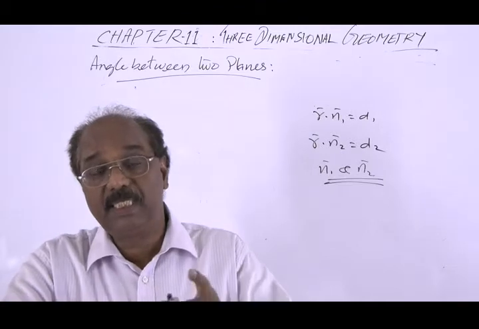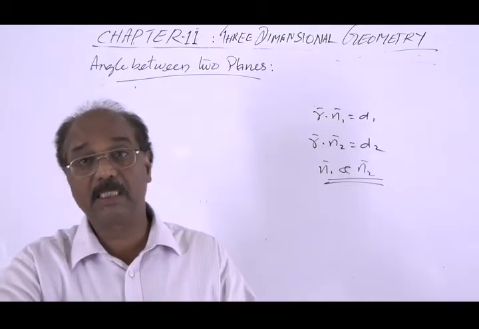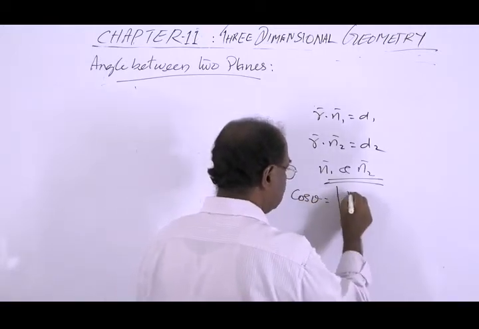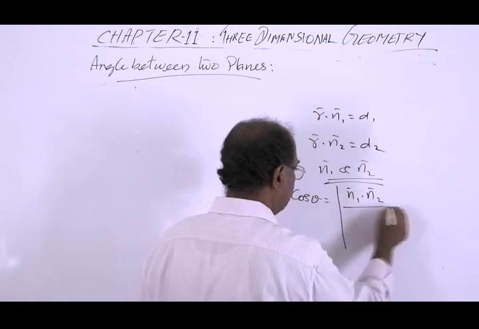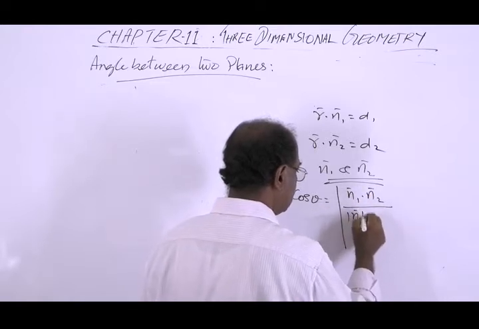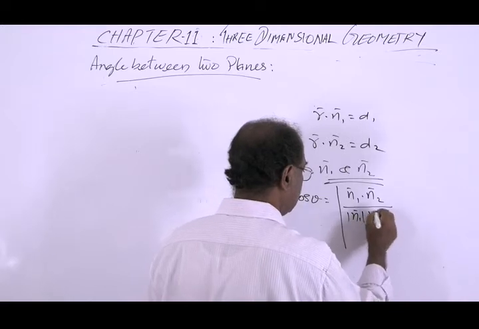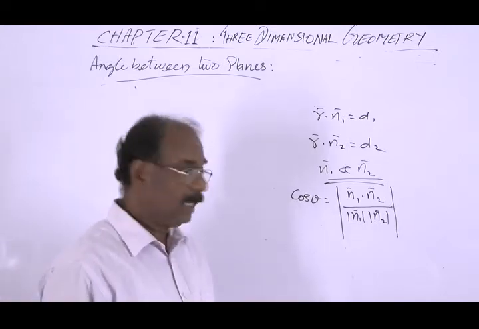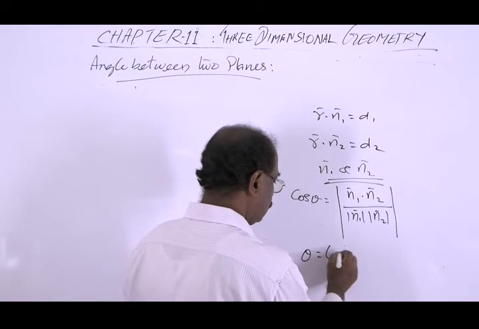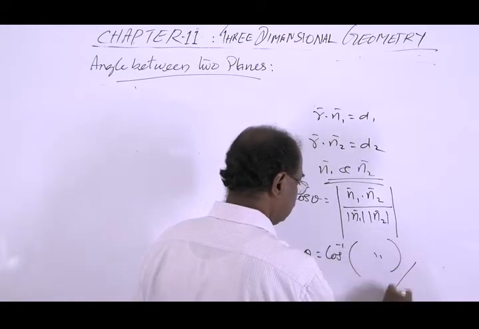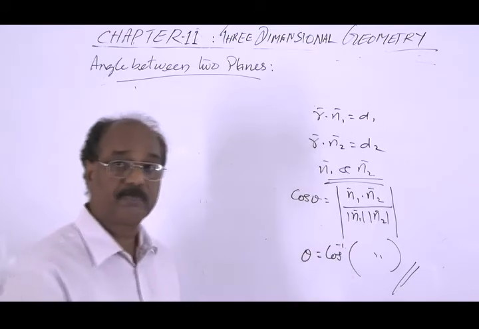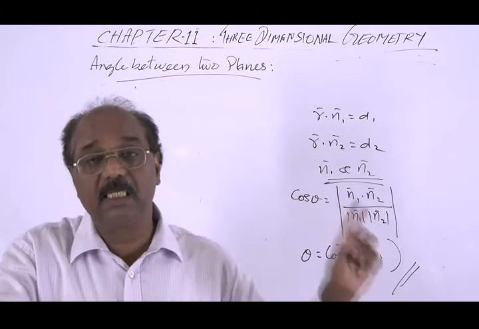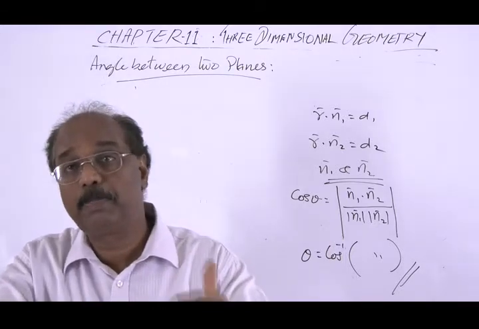Therefore, if theta is the angle between their normals, then cos theta is equal to modulus of n1 dot n2 divided by modulus of n1 into modulus of n2. This is cos theta, and therefore theta is equal to cos inverse of this. So this is the angle between the normals, and hence it is the angle between the two planes.